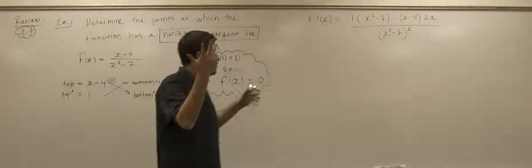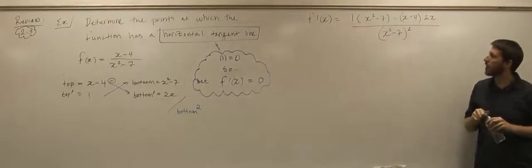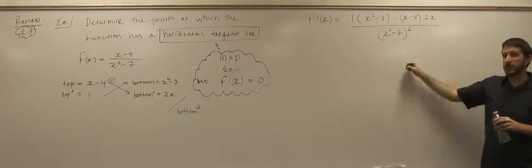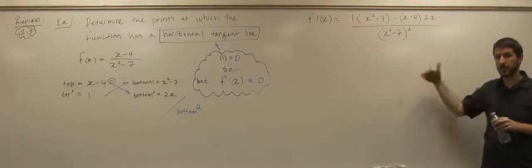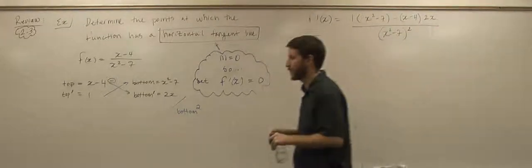That is the derivative, unless I screwed up somewhere, which I'm sure you'll tell me if I did. But I need to figure out where this equals 0. So I have a little bit more work to do here. I have to set this whole fraction equal to 0.